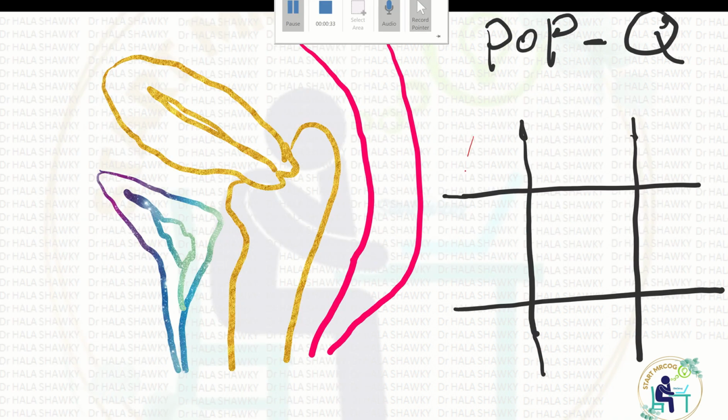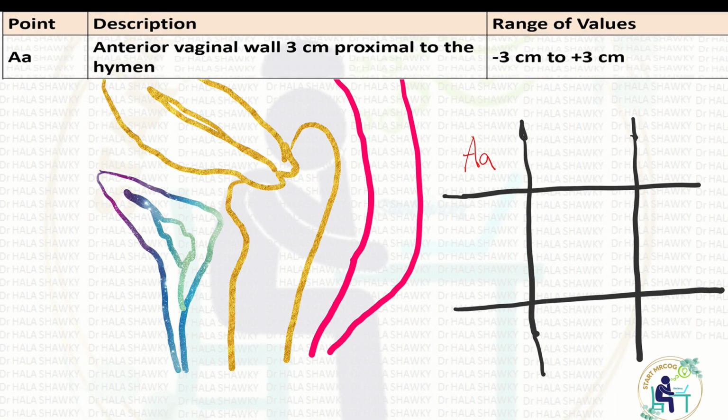The first point is point Aa. Basically it is on the anterior vaginal wall, 3 cm proximal to the hymen. So it will be 3 cm, around here, point Aa. And because it is above the hymen, it will be minus 3.